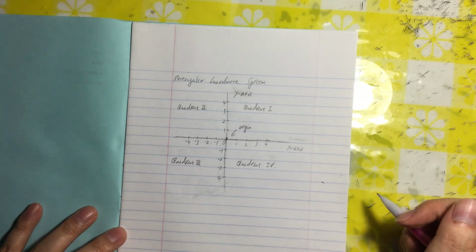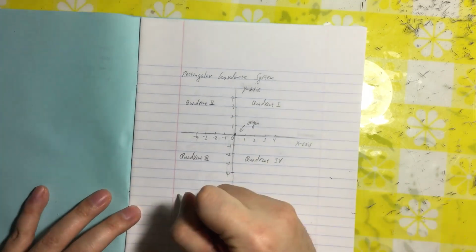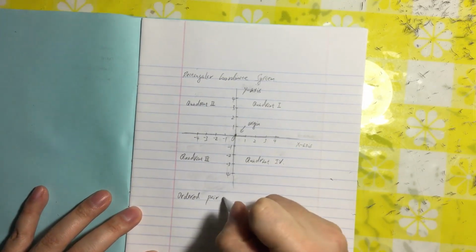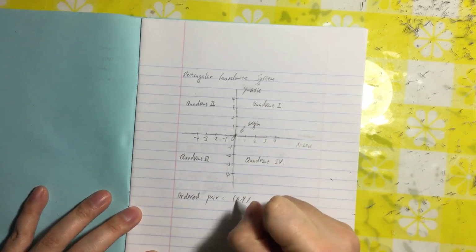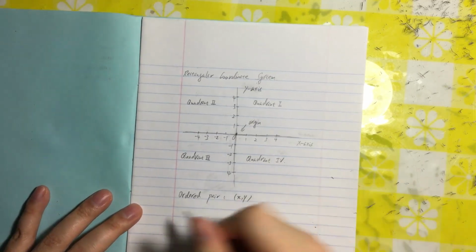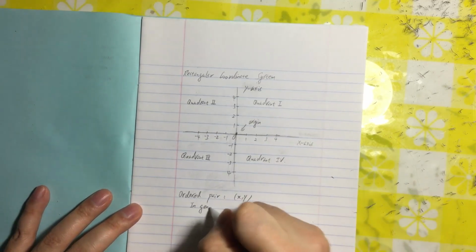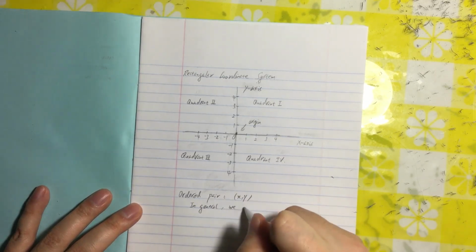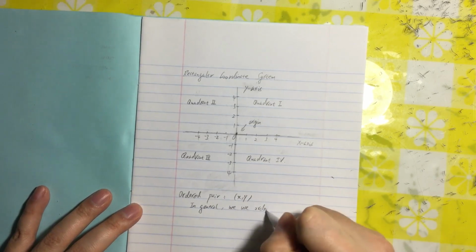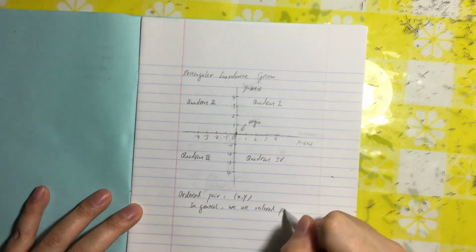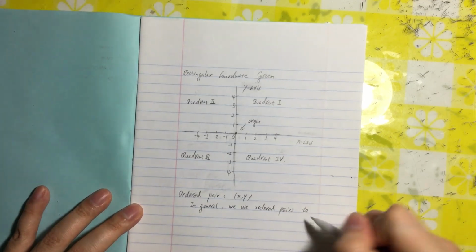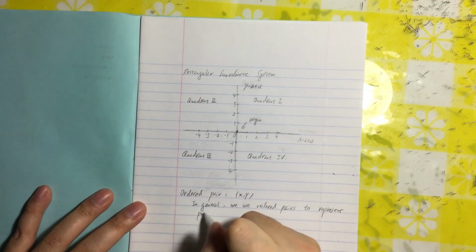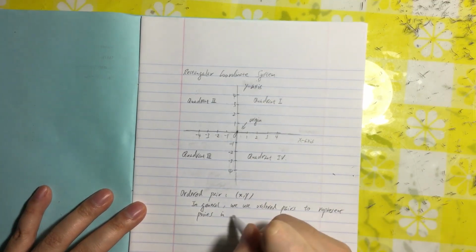Next, let me introduce ordered pairs. An ordered pair looks like this: x comma y. In general, we use ordered pairs to represent points in the coordinate plane.